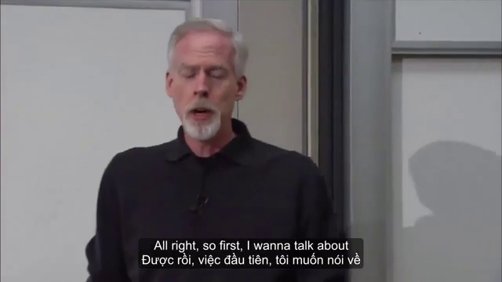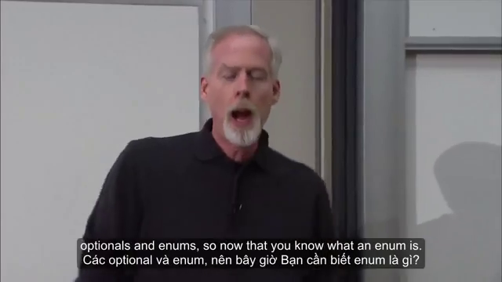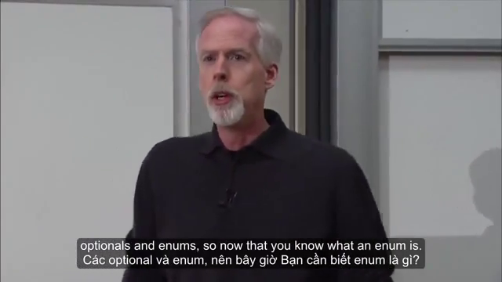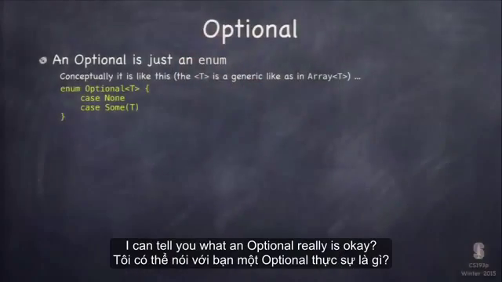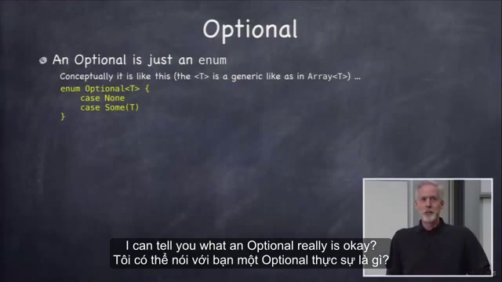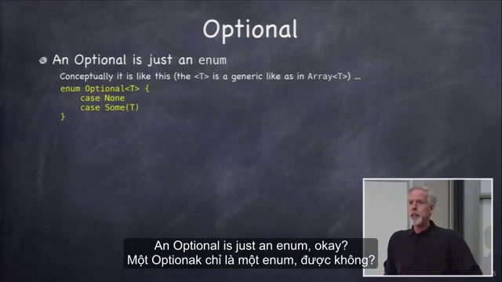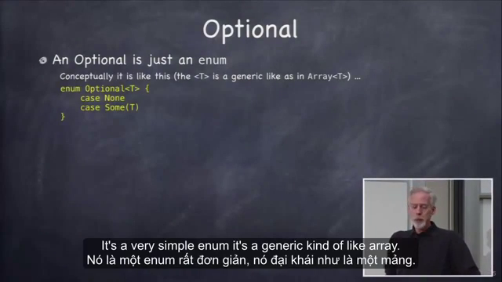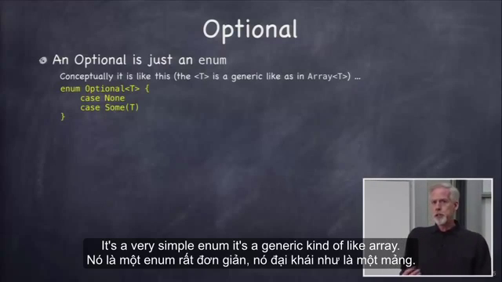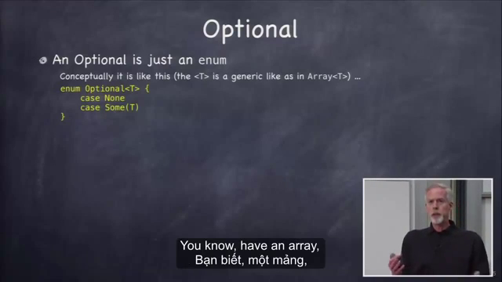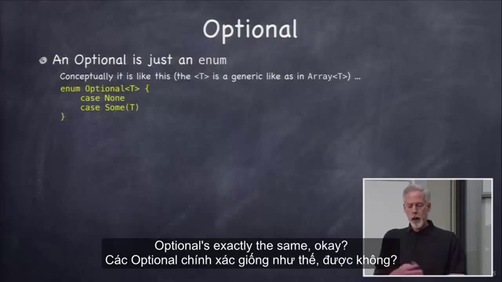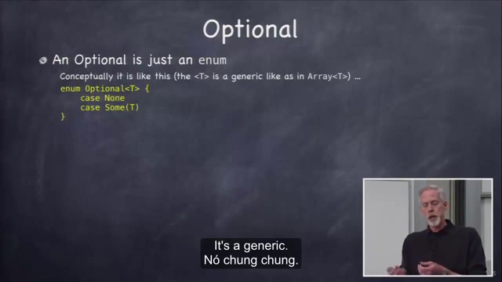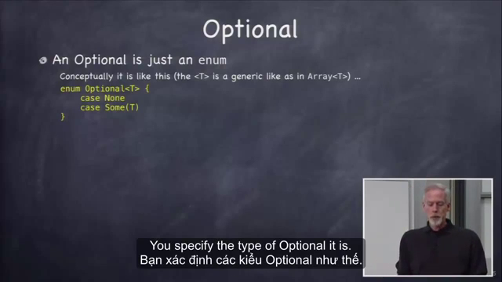All right, so first I want to talk about optionals and enums. So now that you know what an enum is, I can tell you what an optional really is. Okay, an optional is just an enum. It's a very simple enum. It's a generic, kind of like array. You know how with an array, you specify the type of thing in it. Optional is exactly the same. It's a generic. You specify the type of optional it is.